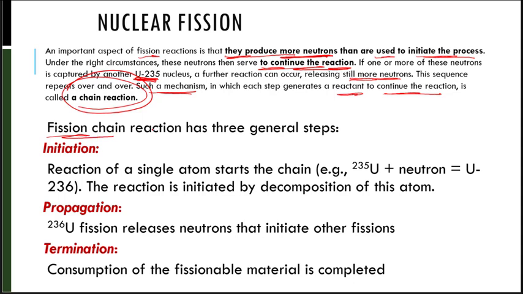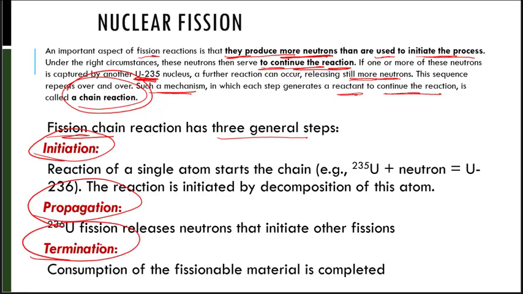A nuclear fission chain reaction has 3 general steps. Number 1 is initiation. The reaction of a single atom is needed to start the chain. Following the absorption of a neutron to form uranium-236, the reaction is initiated by decomposition of that atom. Number 2, propagation. Absorption of neutrons and splitting of uranium atoms repeats over and over, with each step yielding more product. The fission of uranium-236 releases neutrons that initiate the fission of other uranium atoms.